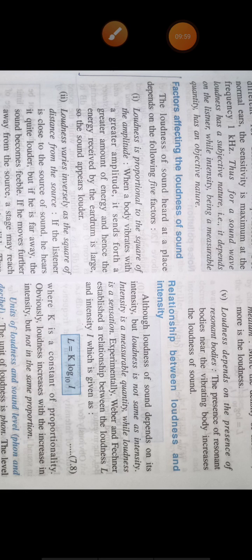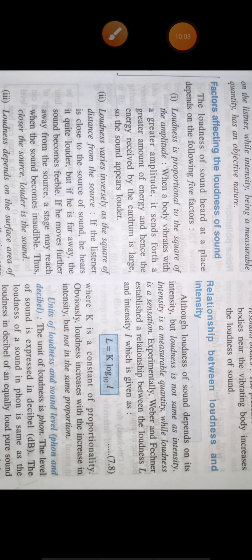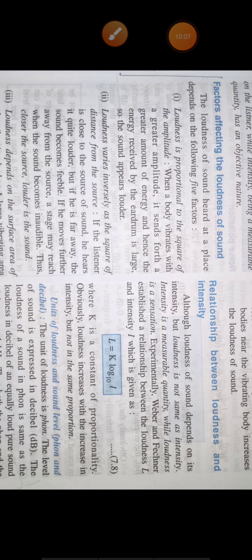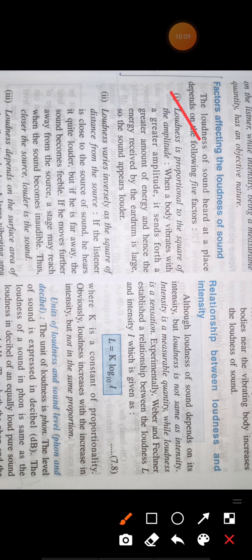Now the factors affecting the loudness of sound. The loudness depends on five things. The first thing is that loudness is proportional to the square of the amplitude. Like intensity, loudness is also proportional to the square of the amplitude.